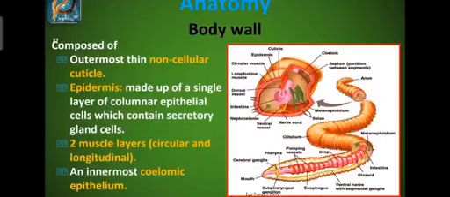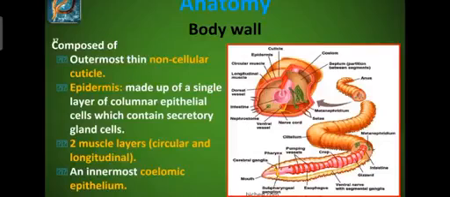Now we'll move to the anatomy. What are the internal features of an earthworm? In the anatomy, first we'll see the body wall, what it is composed of, how many layers are there. The body wall is composed of an outermost thin non-cellular cuticle. In the first diagram you can see the outer layer, it is non-cellular and it is called the cuticle.